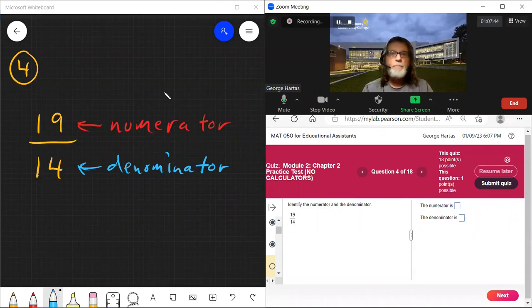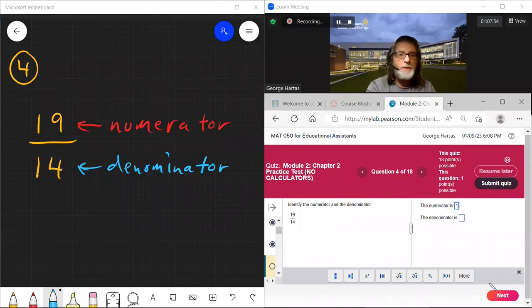Question 4, identify the numerator and the denominator. Well, this one's a pretty easy problem, right? So the top number is the numerator, and the bottom number of the fraction is the denominator, 14.